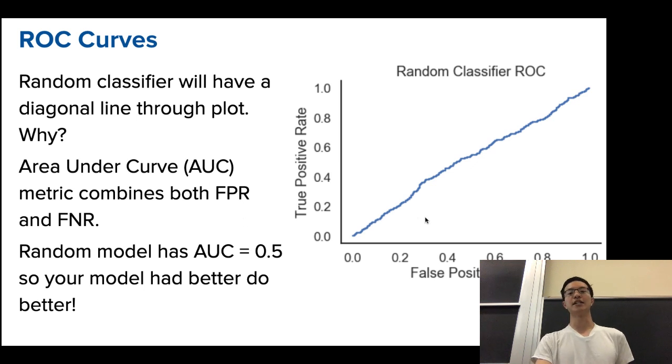And the random model has an area under the curve of 0.5, so any model that you make to your data should definitely do better than 0.5. It should get between 0.5 and 1. If you're getting less than 0.5, you're doing something quite wrong, or you probably have a bug in your code. And if you're not doing much better than 0.5, then you're not doing much better than randomly picking the labels. All right. Any questions on this?